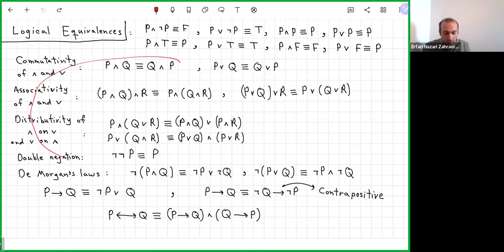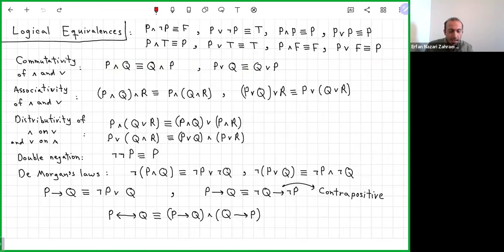These ones, don't memorize them as the formula. Memorize them as the property of operators. So the first two, it's that and or are commutative. So P and Q is equivalent to Q and P. P or Q is equivalent to Q or P.